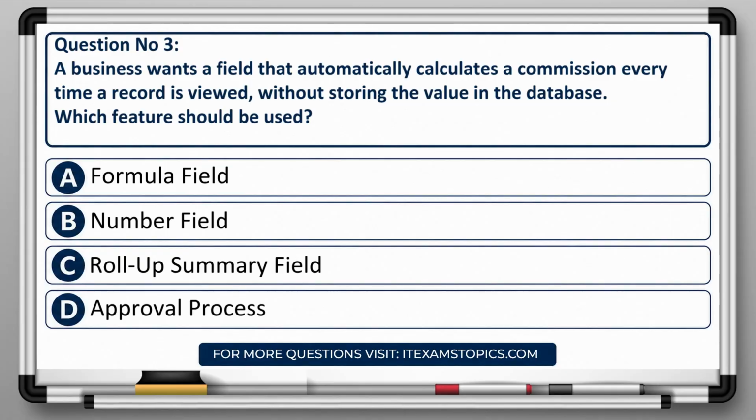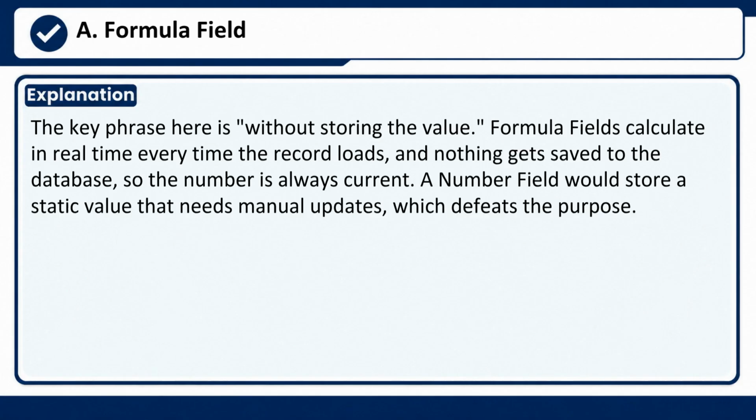Question number 3. A business wants a field that automatically calculates a commission every time a record is viewed, without storing the value in the database. Which feature should be used? A. Formula field. B. Number field. C. Roll-up summary field. D. Approval process. Correct answer, A.